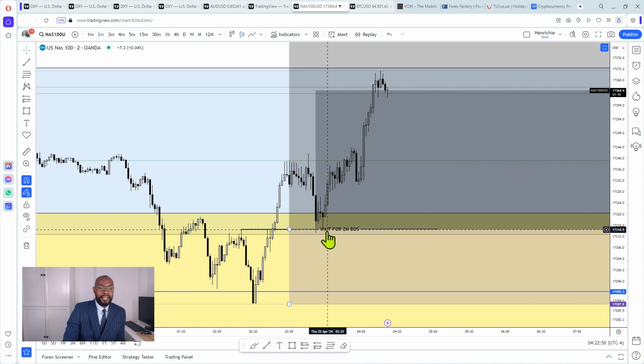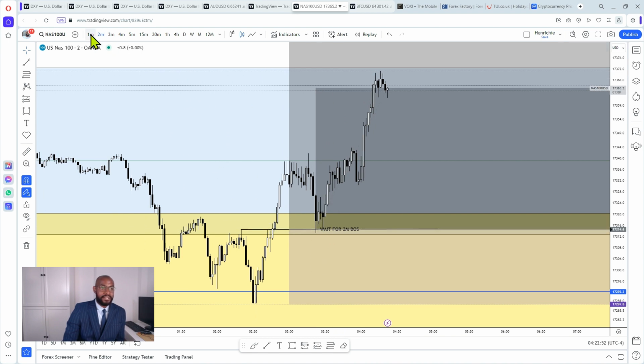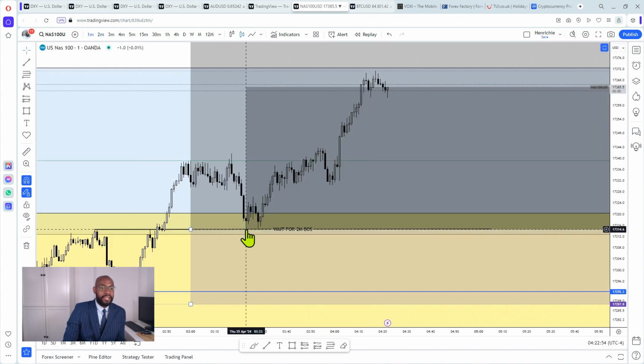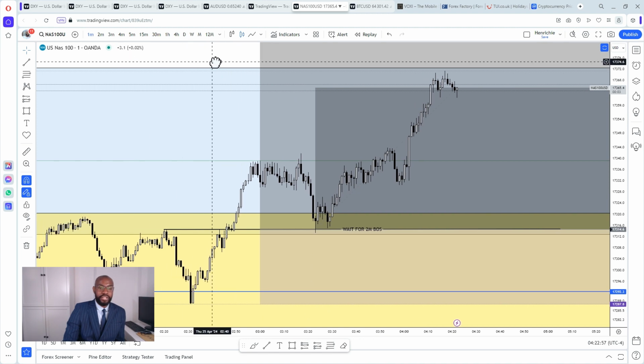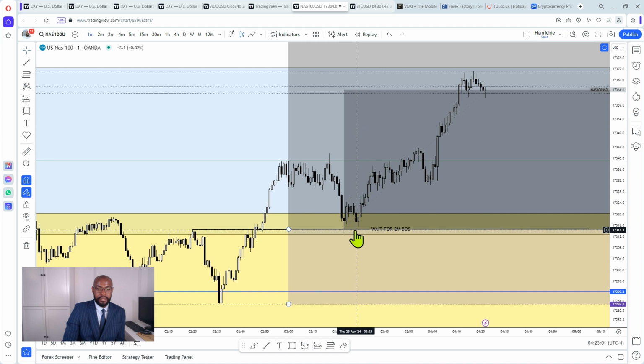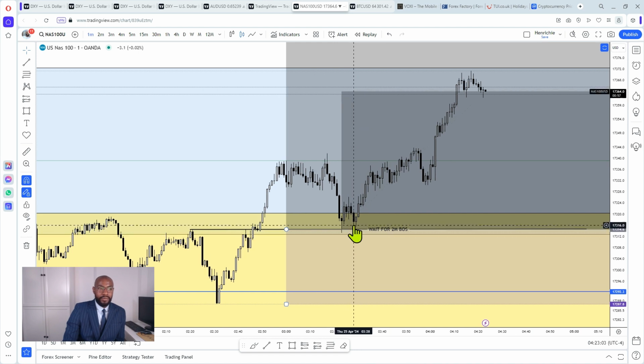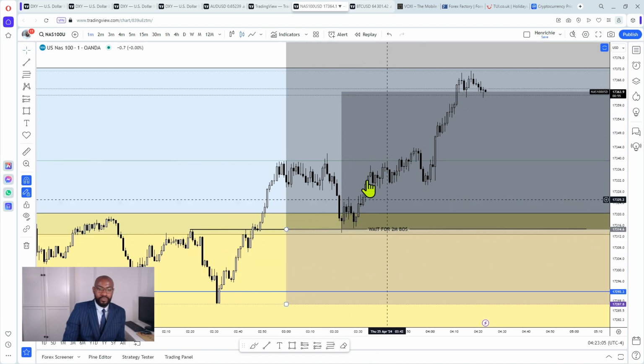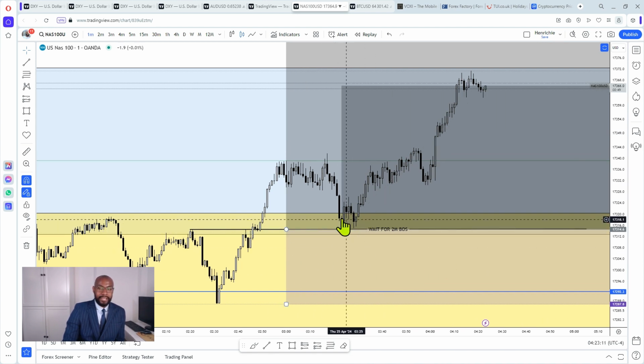So this is the entry. You can see it for yourself. It's tapped the entry right here, and it's also tapped the entry on my broker as well, which I shared with you on the chart. As you can see on my TradingView, it mitigated the entry. On the broker that I'm using, it's also mitigated the entry.